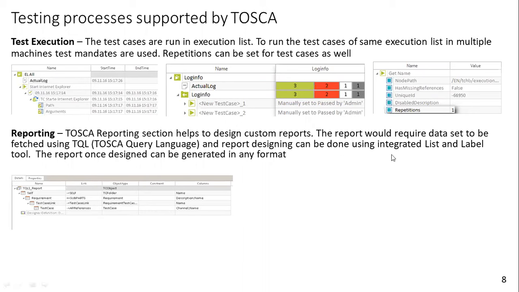And how are the reports created? By the List and Label tool, which is integrated within TOSCA. You can download the report in any format, because it allows multiple formats like PDF, Excel, and Word document.